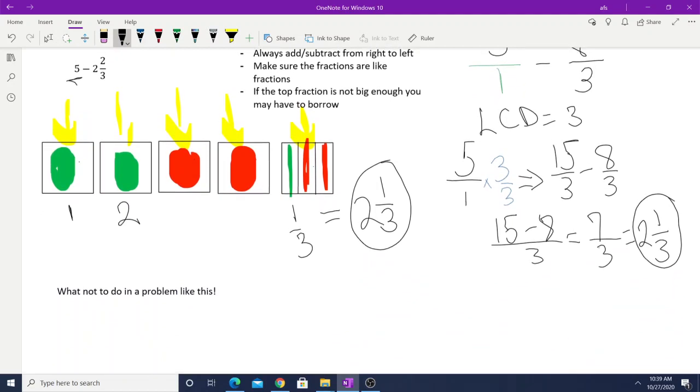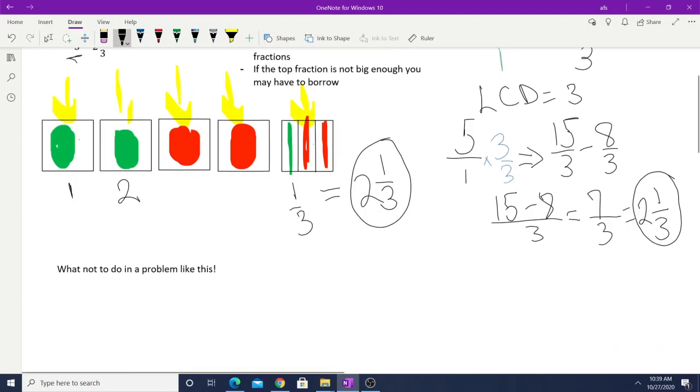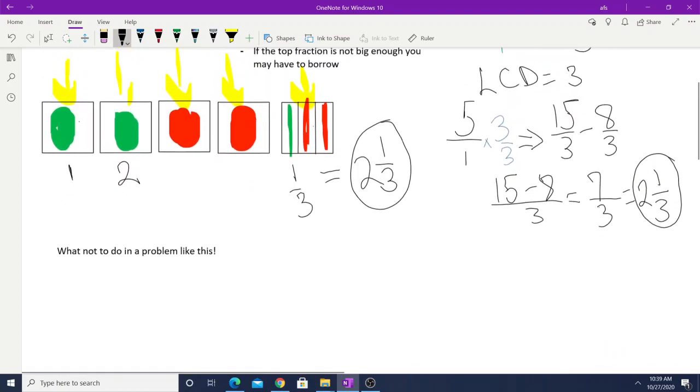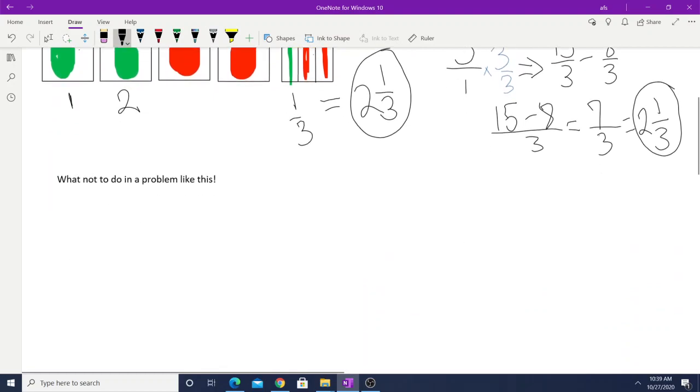Let's move on. Before we get in and actually start working on the problem, I would like to show you something which tends to be a common mistake and something that we should not be doing in a problem like that. So the problem is 5 minus 2/3. So I'm going to go ahead and write it down.